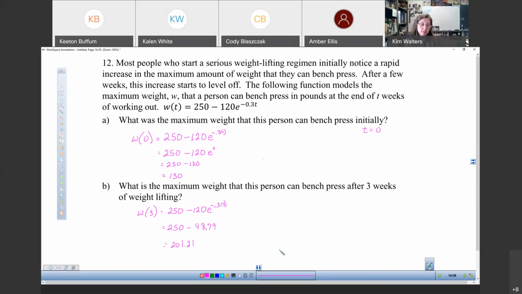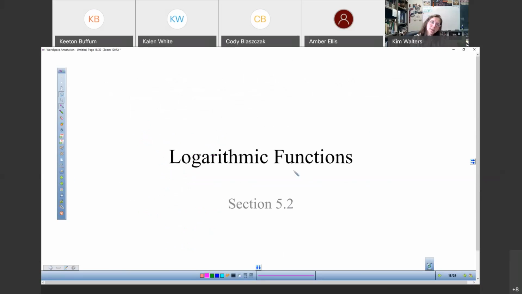Okay, that's the end of exponential functions. It's the end of section 5.1. So the next thing we're going to talk about ties this back together with section 3.6, inverse functions. Sorry, I couldn't remember the section. So now we're going to talk about the inverse of exponential functions, which are called logarithmic functions. And your calculator will do some of these and not all of them. And I'm going to show you how to use your calculator for these.